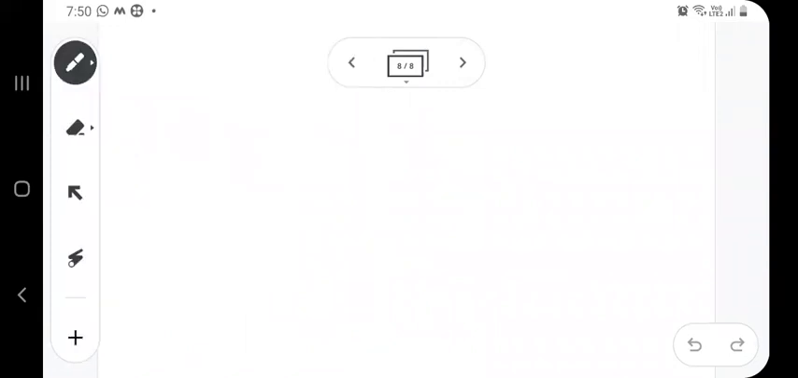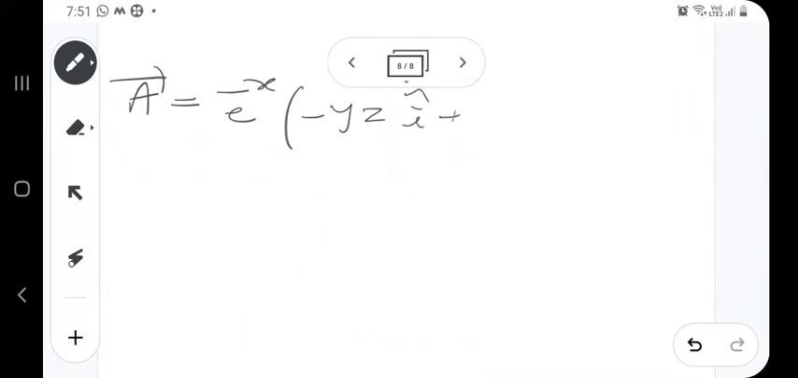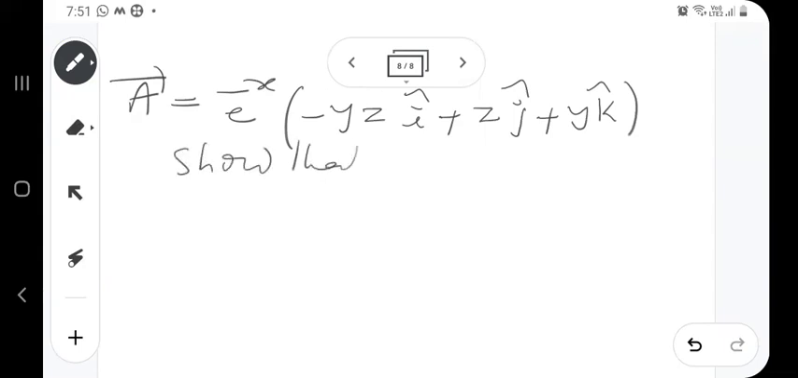Right. Now, next problem. Given A bar is equal to e power minus x minus y z i cap plus z j cap plus y k cap. Show that A bar is an irrotational vector.